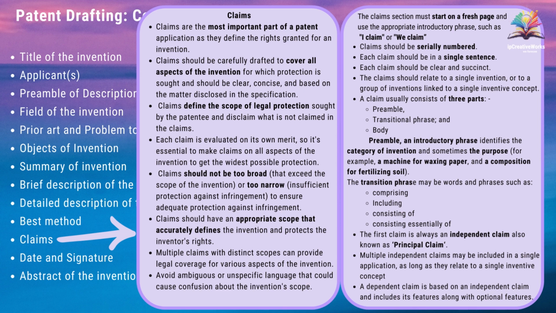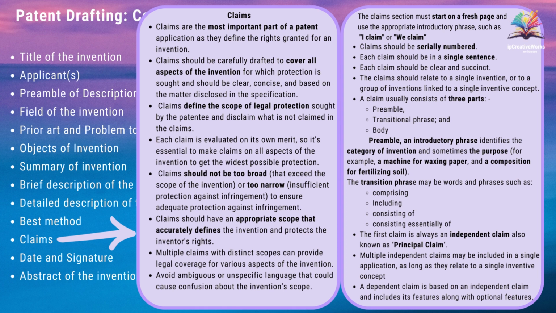A claim usually consists of 3 parts: preamble, transitional phrase, and body. Preamble, an introductory phrase, identifies the category of invention and sometimes the purpose, for example, a machine for waxing paper, and a composition for fertilizing soil. The transition phrase may be words and phrases such as comprising, including, consisting of, consisting essentially of.